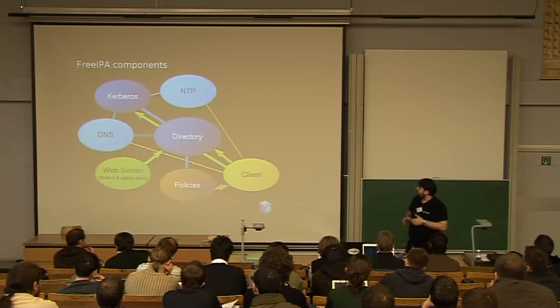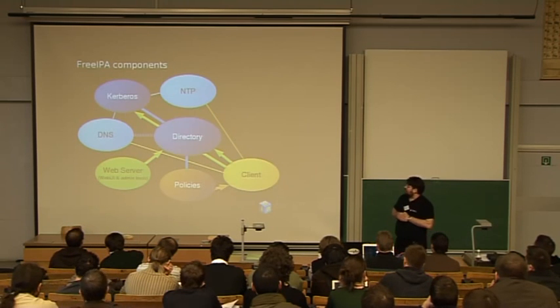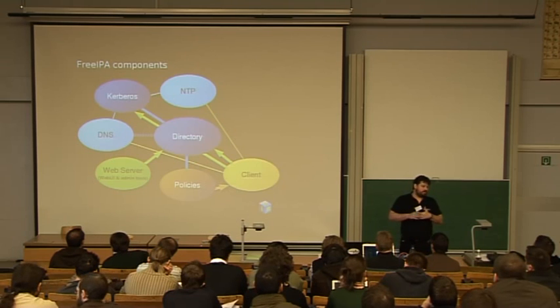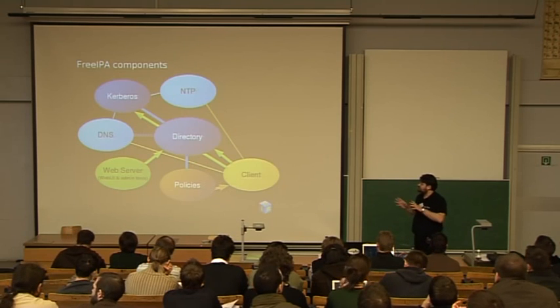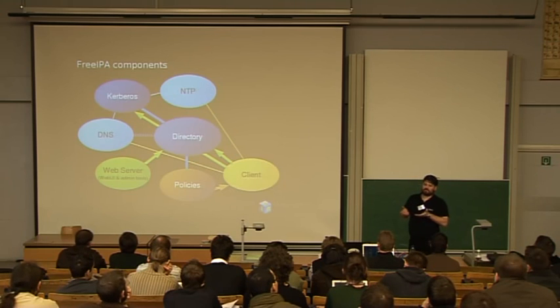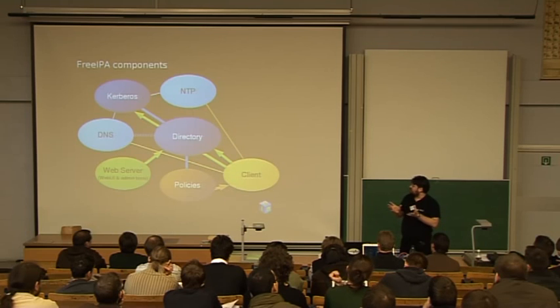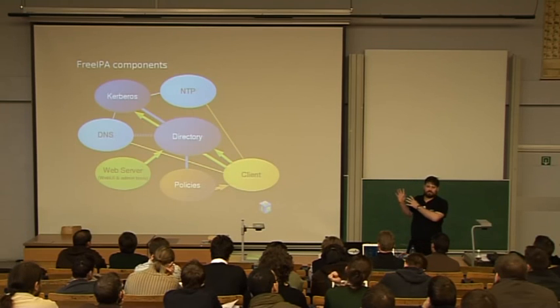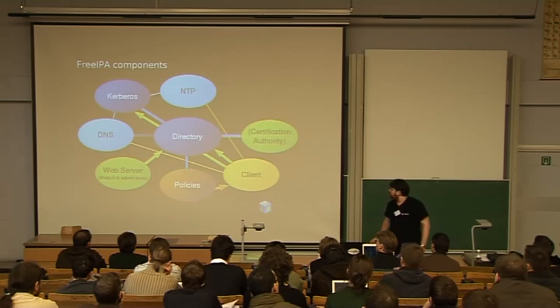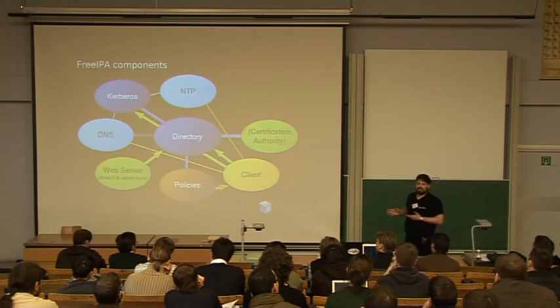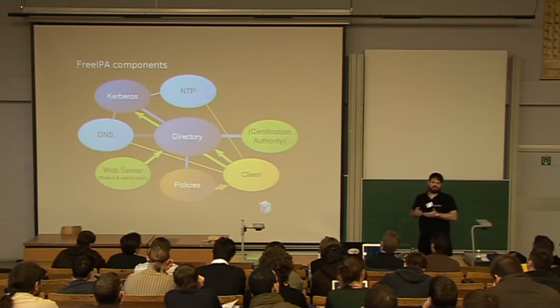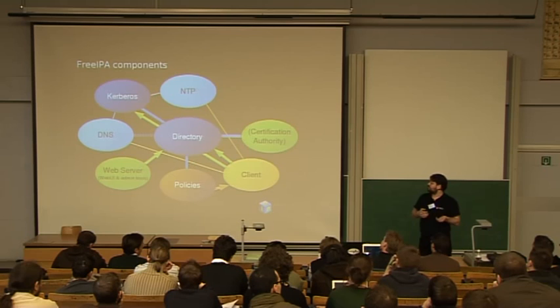Another component that we think is important is web UI and admin tools. And the way we build the admin tools and the web UI is through a web server, Apache in this case, and an XML RPC interface. So basically, the web server becomes a component of this picture because you need to manage the web server, you need to make the web server available to clients. And that means also you probably need a certification authority. Because when you talk to a web server and you want to have a secure channel, usually you need an SSL certificate, a TLS certificate.